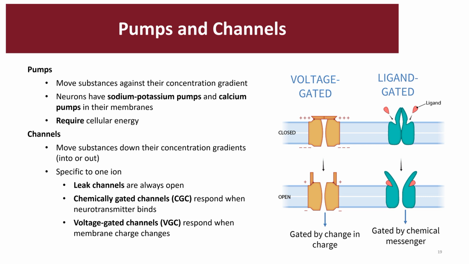Leak channels are channels that tend to be open all the time. They're dominated by the potassium channels that are found in the neuron. We also have chemically gated channels called CGCs. These are the receptors that respond to a neurotransmitter binding to that channel. And we also have voltage-gated channels, abbreviated as VGCs, and these ones can respond to a change in the membrane potential.